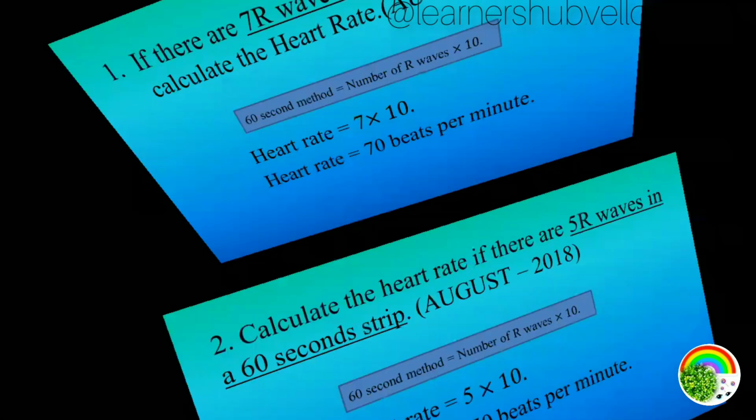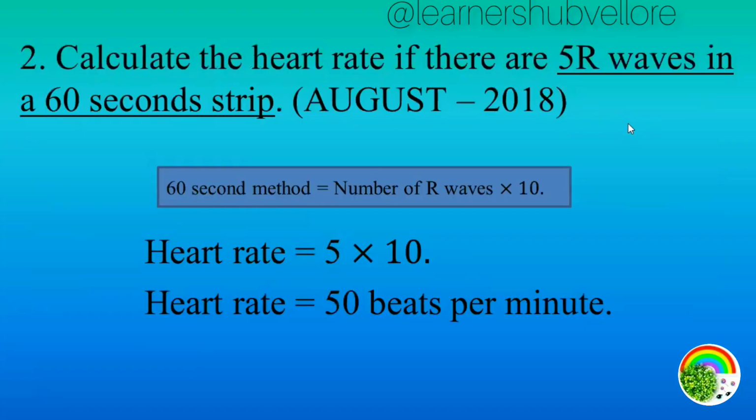The same, another question. There are 5 R waves. This was asked in August 2018. There are 5 R waves in a 60-second strip. So you need to count the number of R waves. See, they have given 5. 5 into 10, that is 50.